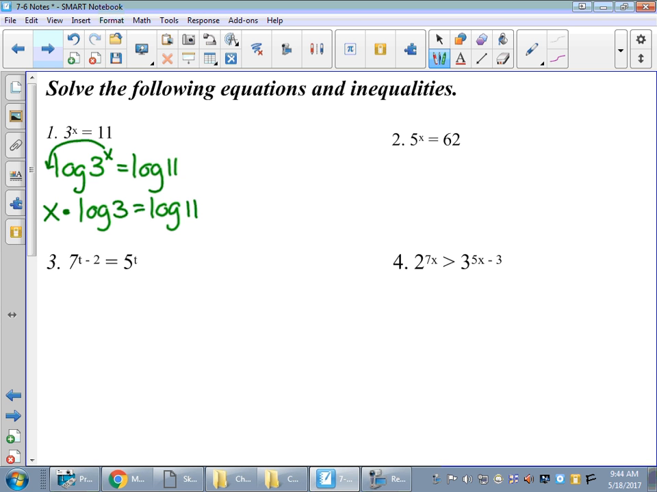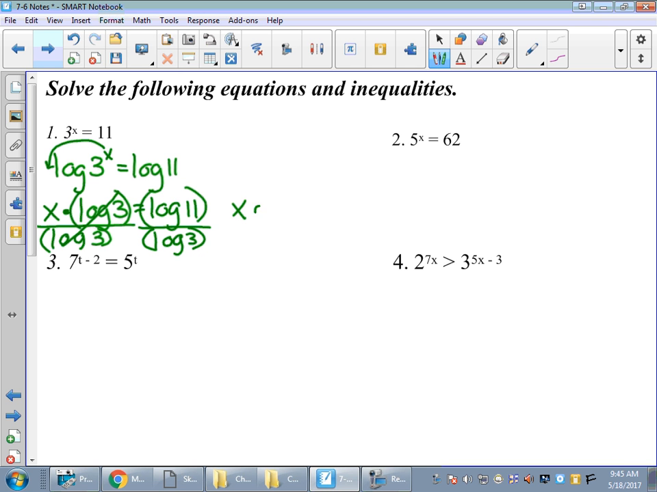And just remember, this is an ugly decimal and this is an ugly decimal. They're numbers. Remember, when we evaluate that, we're asking what do you raise 10 to get 3? Really ugly decimal. And what do you raise 10 to get 11? Another ugly decimal. So when I'm trying to solve for x, I'm multiplying by an ugly number, so I'm just going to simply divide by that ugly number, log of 3. Whatever I do to one side, I'm going to do to the other side. Okay, it's just like any other solving equation problems.